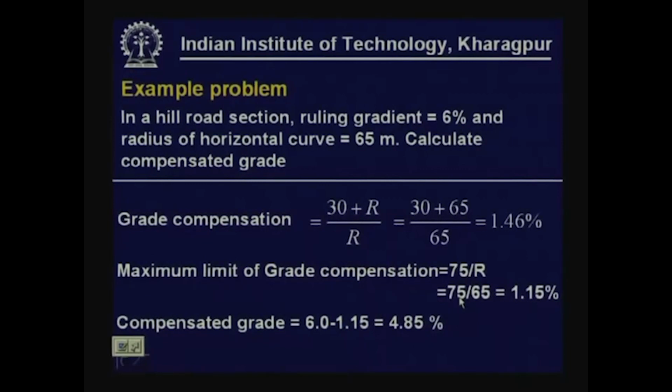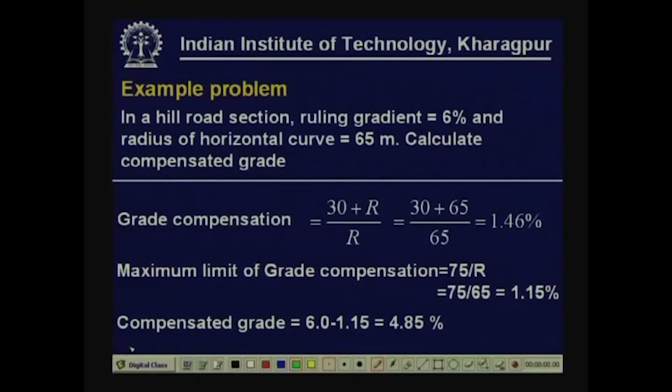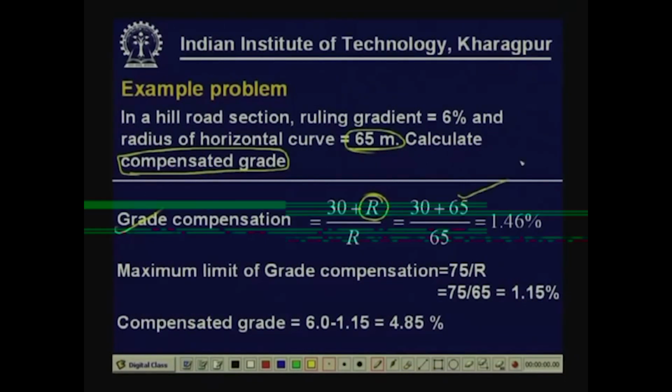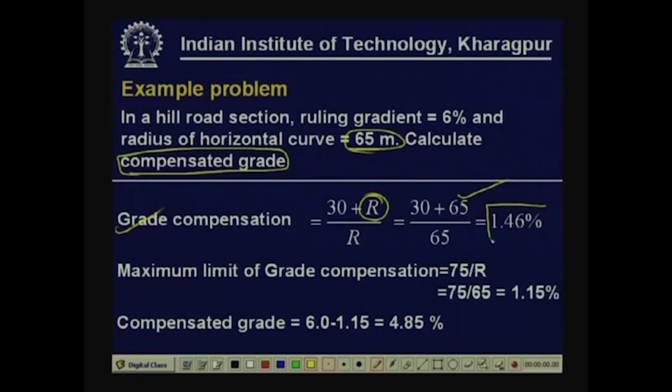Let us take an example problem. In a hill road section, say the ruling gradient is 6%, and the radius of the horizontal curve is 65 meters. Then we have to calculate the compensated grade. Now, grade compensation as per the earlier discussion is (30 + R) / R, where R is the radius of the curve in meters. Here the radius of the curve is 65, so we put this value 65. We calculate the grade compensation as 1.46.